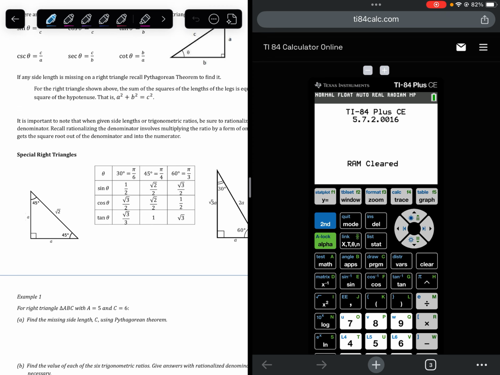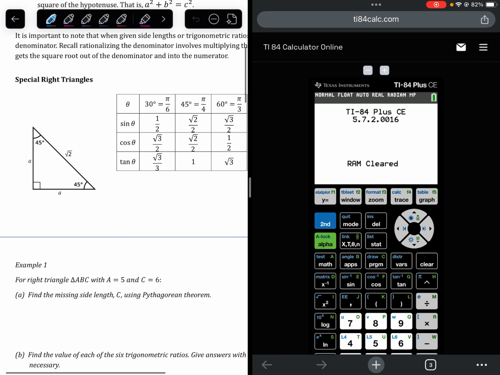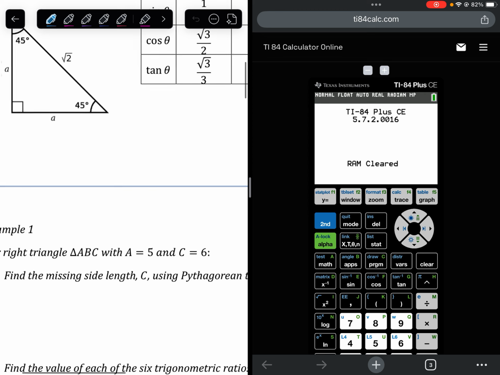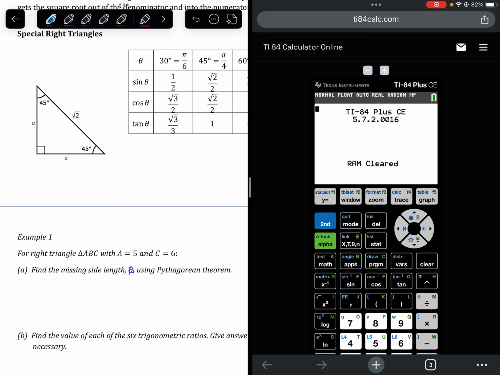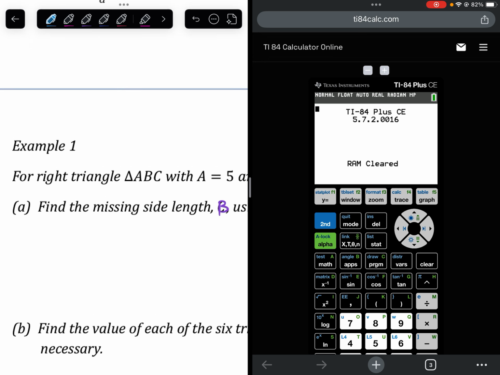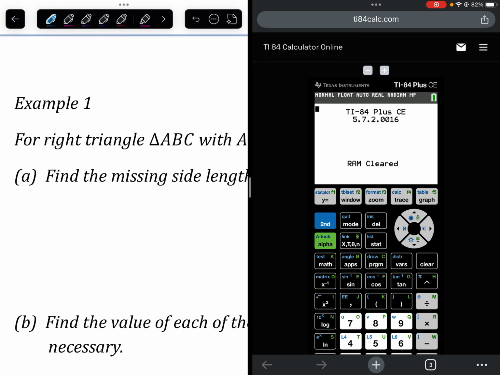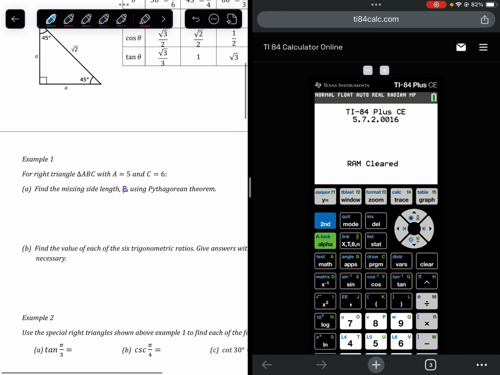All right. For right triangle, example 1, triangle ABC with A equal to 5 and C equal to 6, find the missing side length. That should say B, obviously. That was a little oopsies on my part. I'll get that fixed on your printed copy, using the Pythagorean theorem. So before we find it, let's draw a picture, well, we don't need to draw a picture yet. All right, so find the missing side length B.